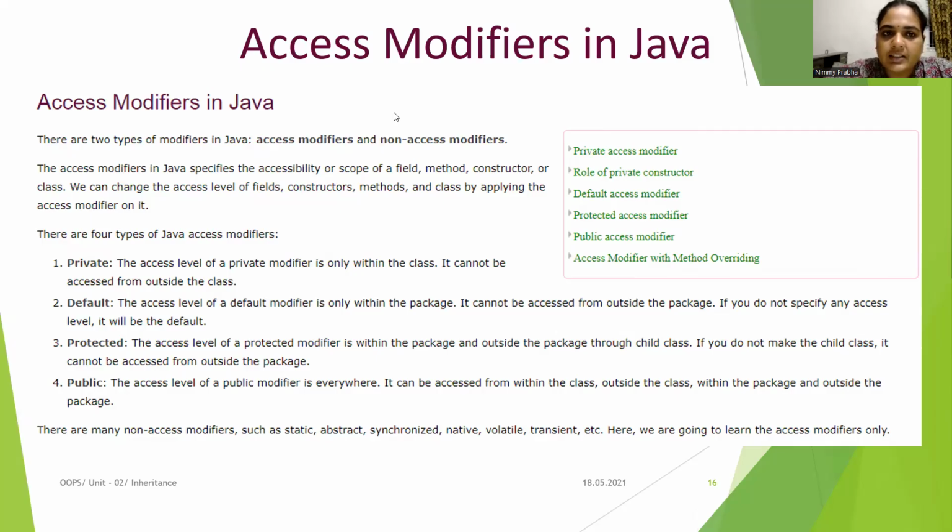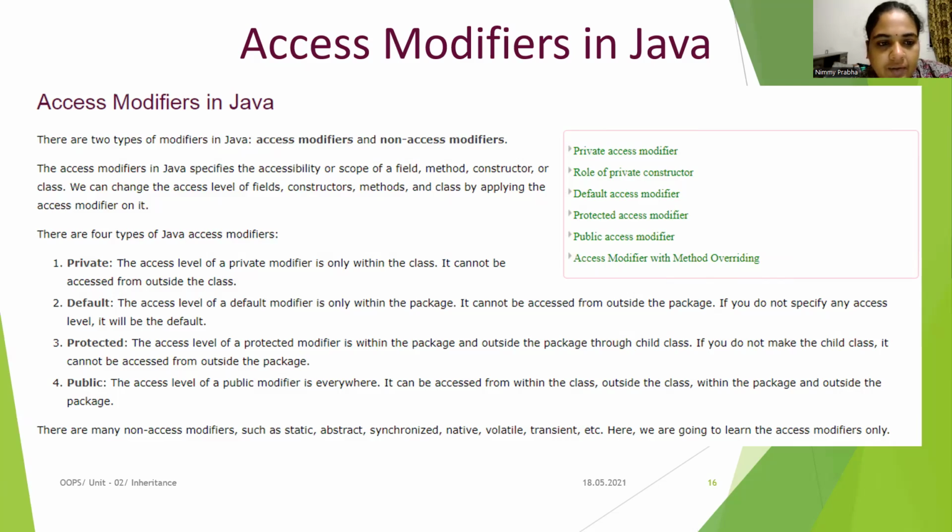In this section, we will discuss access modifiers in Java. There are two types of modifiers: access modifiers and non-access modifiers. The access modifiers in Java specify the accessibility or scope of a field, method, constructor, or class. We can change the access level of a field, constructor, method, or class by applying an access modifier. There are four types: private, default, protected, and public.